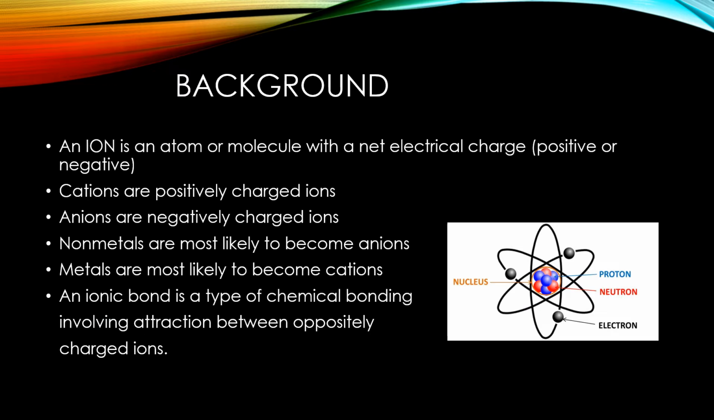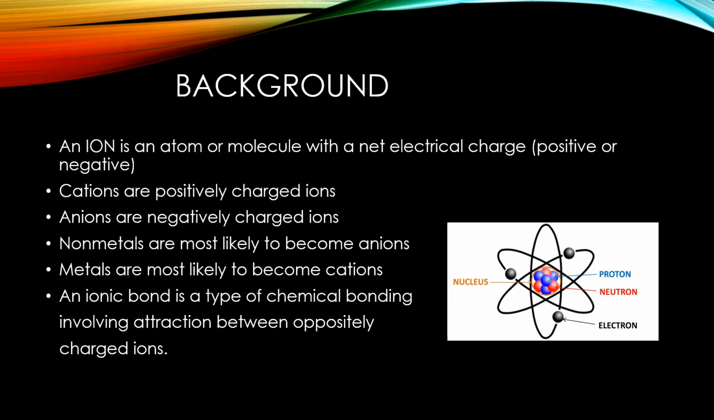So a little bit of background on what we're doing today. We are going to do a simple experiment to demonstrate the concept of ions and ionic bonding. So what is an ion? An ion is an atom or molecule that has a net electrical charge. That means it's either positive or negative.